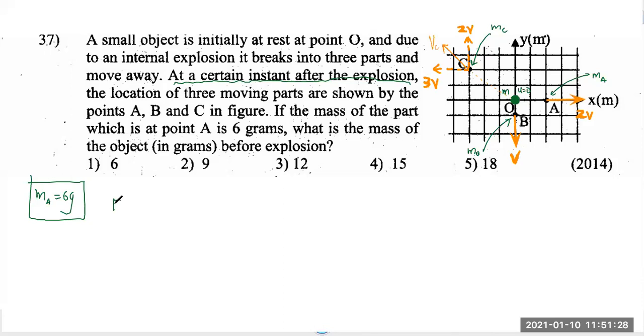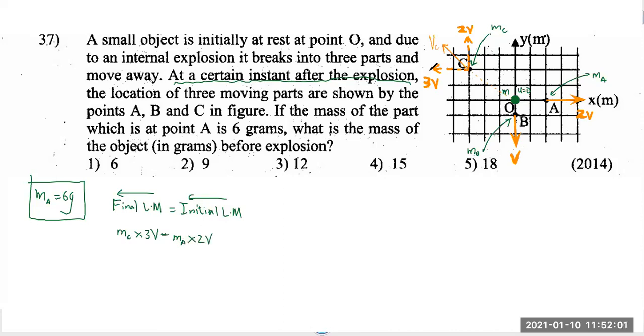Okay, final linear momentum towards left. I'll take towards left because C is moving to the left. It should be equal to initial linear momentum towards the same direction. Right. What is the final linear momentum in that direction? That will be MC multiplied by 3v, minus, there is another momentum finally after the explosion. What is that? That is MA into 2v.